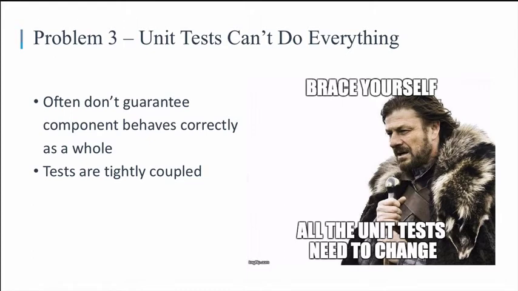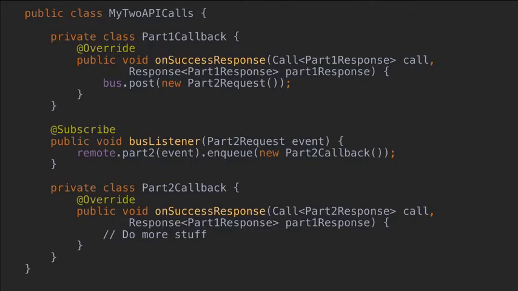So that brings us to our problem number 3. Our unit tests don't guarantee everything works correctly, and they often need to be refactored a lot. So I'm going to show you some code now. This is real code we had in the product, and found it difficult to work with for unit tests. This is a situation where we have a component that makes multiple API calls. It makes one API call, gets a response, does some crunching, and sends a second API call.